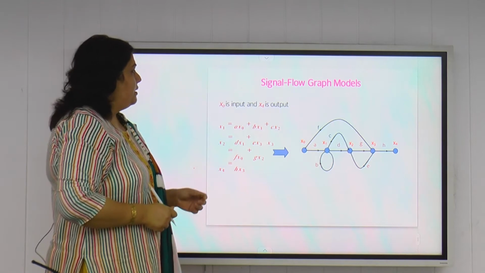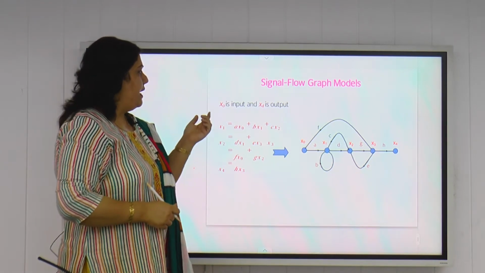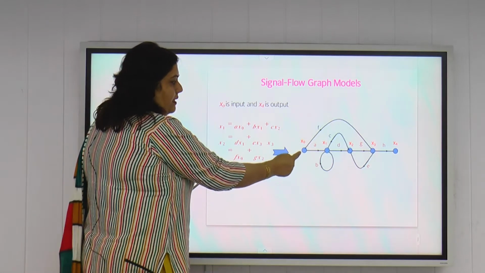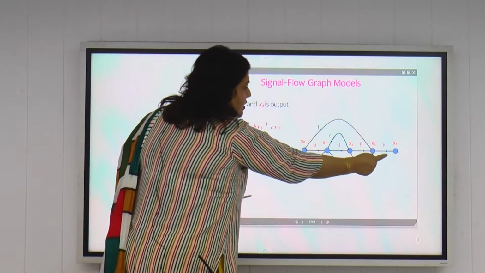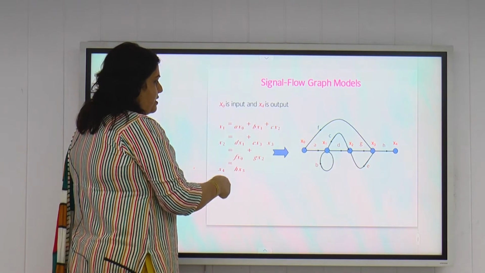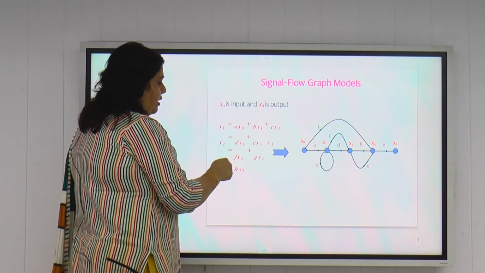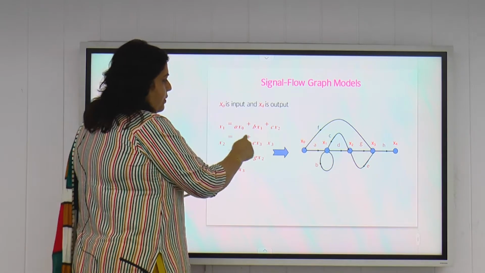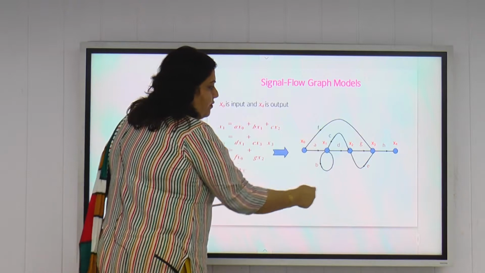This is another equation, another example. We can say x0 is the input and x4 is the output of this system. So x0 is represented as the input node here and x4 is represented as the output node here. So these are the equations by which x1, x2, x4 are related to x3, x0 and x2. So these equations can be modeled as this signal flow graph here.